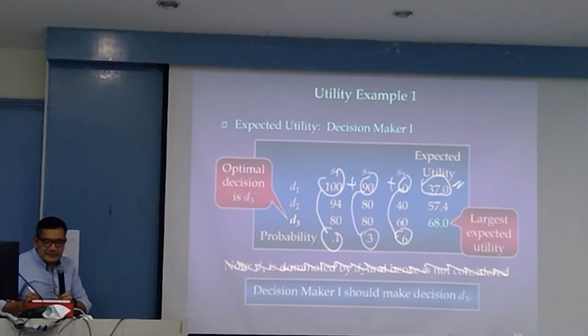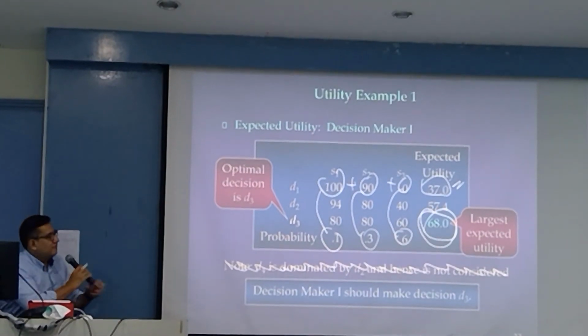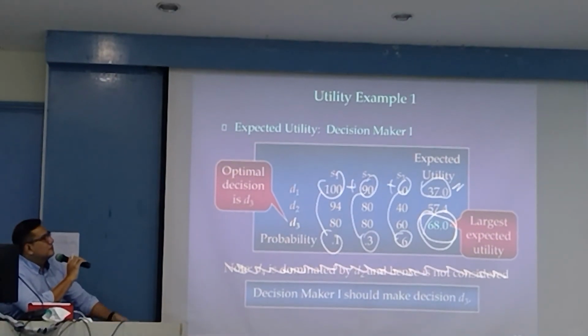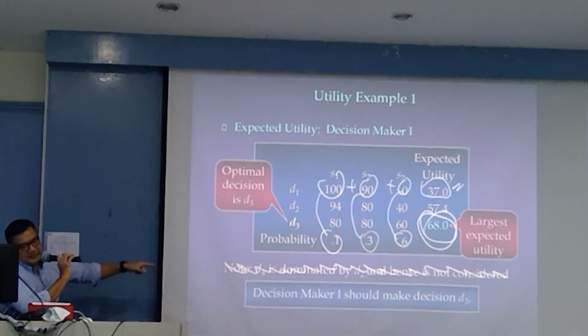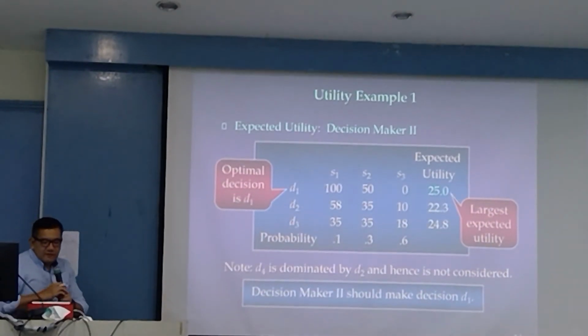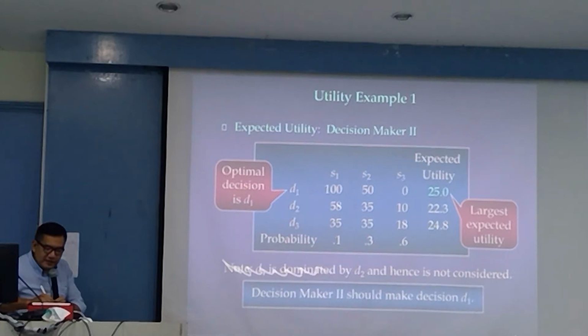Finally, we can see that 68 is the highest expected utility value. So in this case, decision maker 1 selects the third alternative, D3. On the other hand, for the decision maker, this one is a typo as well.